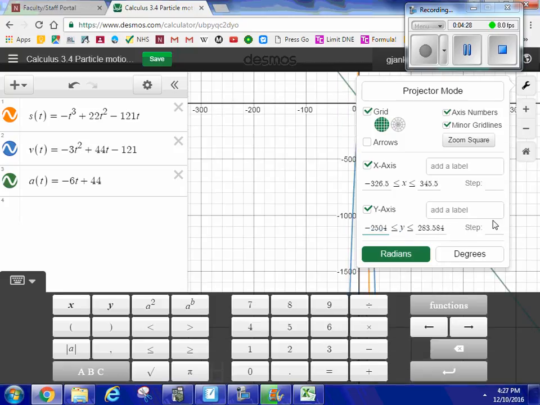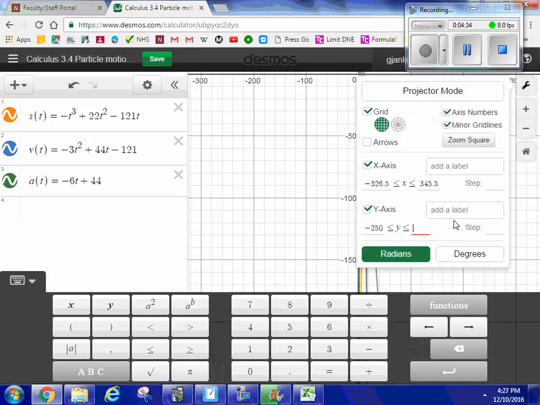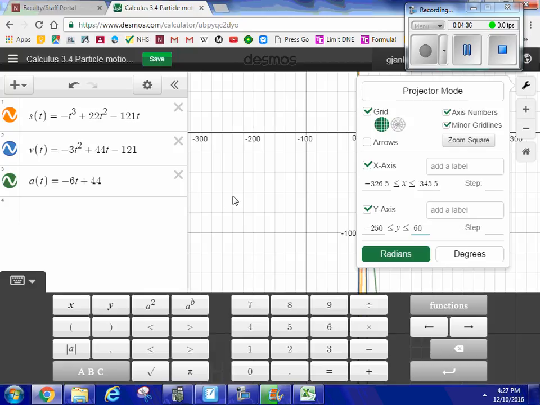Let's get rid of that 0, that'd be painful. And positive, I'll go up to like 80 or something, that's above the 50. Maybe I'll go to 60. Okay, now let's look at my graph.